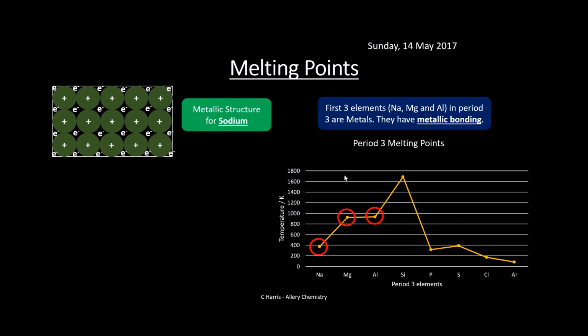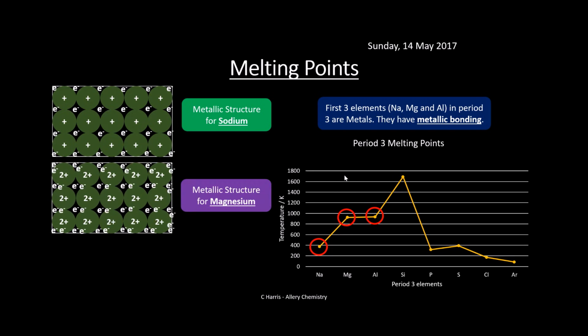And obviously the metallic structure for sodium looks like that. So we've got this 1+ charge for the sodium ion, and we've got 1 electron being delocalized, and obviously there's the attractive forces there. The metallic structure for magnesium, you've got a 2+ charge in the middle and 2 electrons which are floating around. And you can see them there, but we've got this slightly higher attractive force because we've got a bigger negative charge and a bigger positive charge, a bigger electrostatic attraction between these, so therefore the melting point increases.